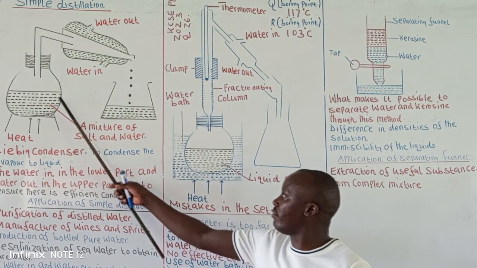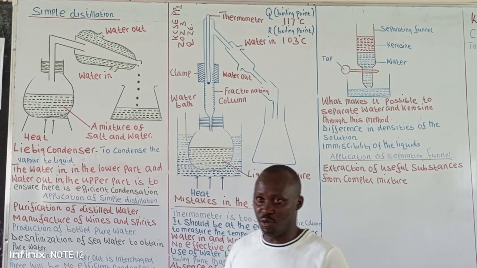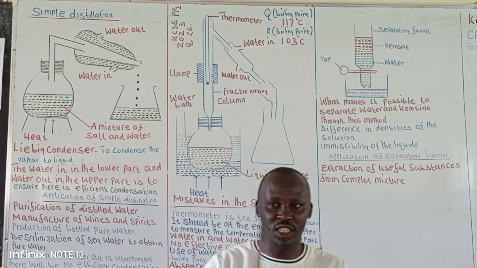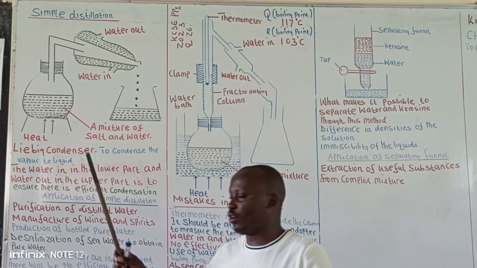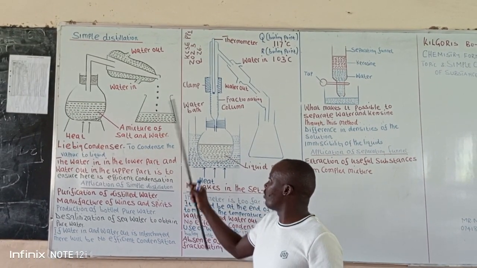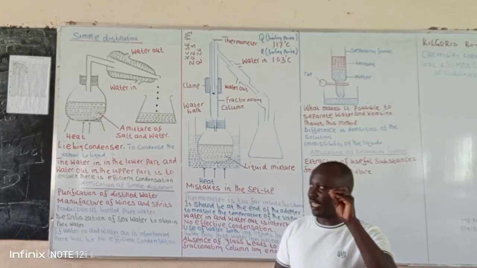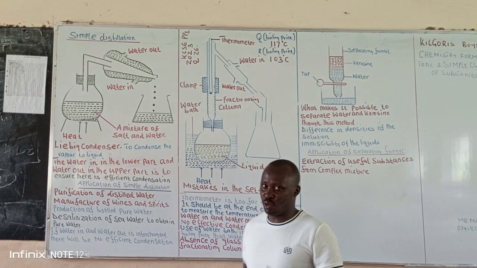And of course we have the flask. We have a round bottom flask which is used to heat the substance. The reason why we are using the round bottom flask is for equal distribution of heat. Then we have a conical flask here which can be used to collect the distillate. So this is a mixture of salt and water.